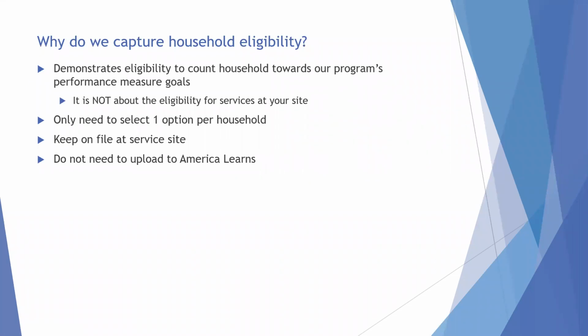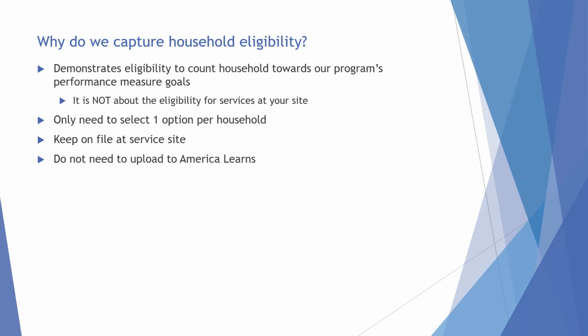The reason we capture household eligibility is to demonstrate that these households count towards our performance measure goals for our program. It is not about the eligibility for services at your site. Our program is only counting individuals experiencing homelessness or those that are considered low income towards our performance measure goals. Your site may develop affordable housing for moderate income folks, and that's great, but you're not going to report on those people.